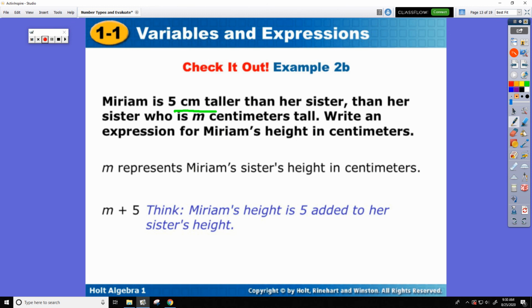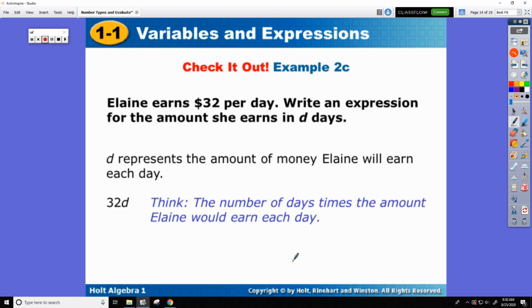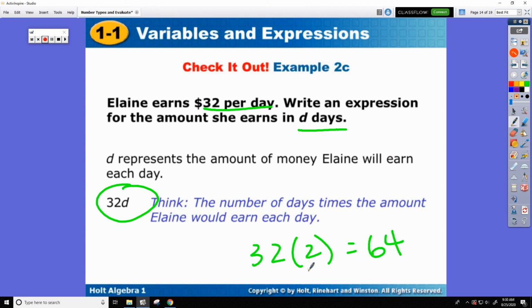Miriam is 5 centimeters taller, so this is another addition. It's like the older. $32 a day, how many days? So you just multiply. So if she works 2 days, it'd be $64. I know I'm going fast, but you could pause at any time. I don't want my video to give me an error.